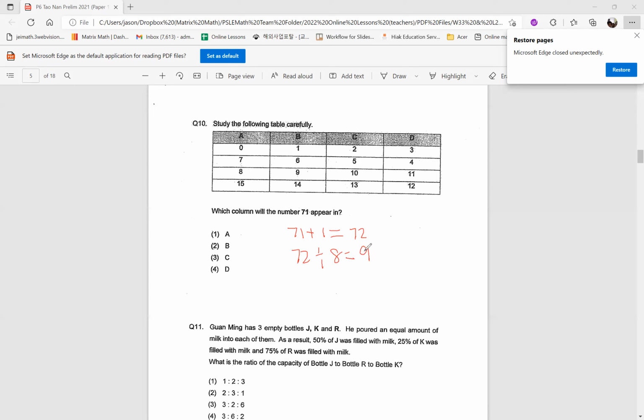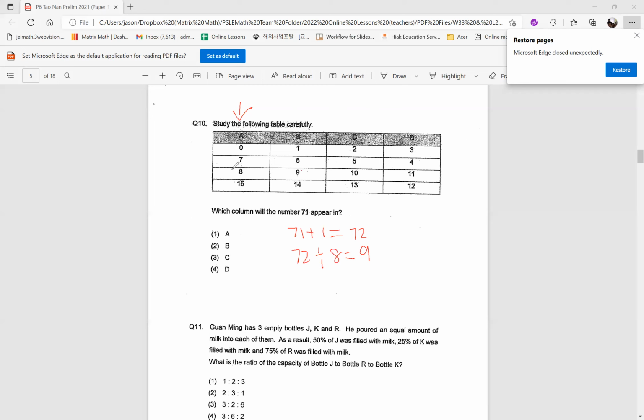If it is 9, there's no remainder, right? If there's no remainder, it has to be in column A. Agree? If there's a remainder, it will not be in column A, it will be in another column. So this is how you can conclude which column it is. For example, if there's a remainder 1, it's still column A.